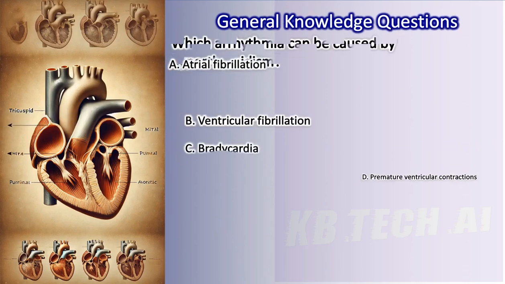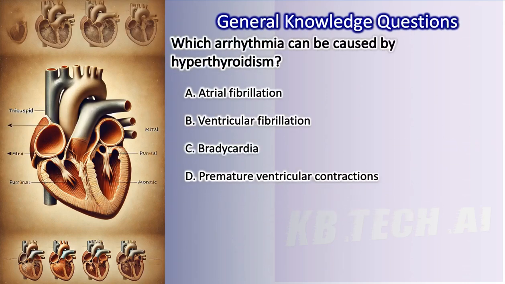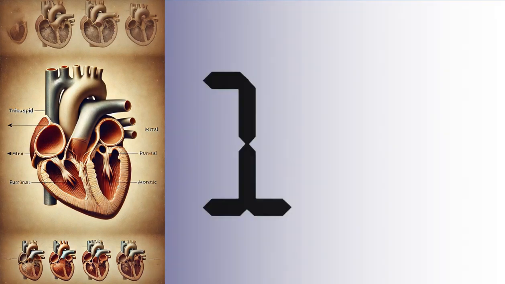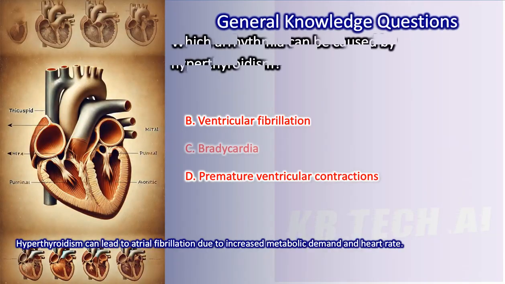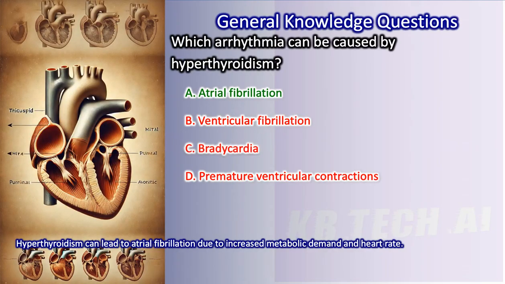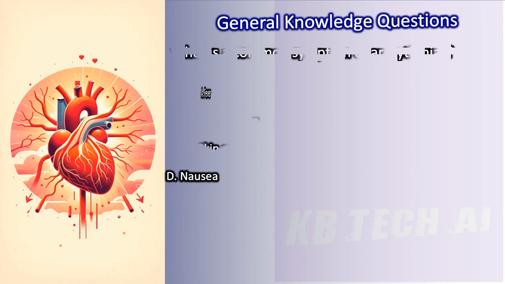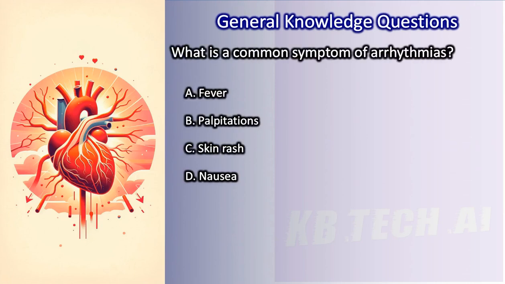Which arrhythmia can be caused by hypothyroidism? Option 1, atrial fibrillation. Option 2, ventricular fibrillation. Option 3, bradycardia. Option 4, premature ventricular contractions. The answer is option 1, atrial fibrillation.